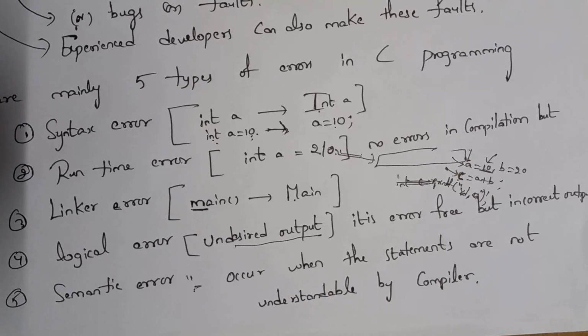And the last one is semantic error. Whatever statements we write in our C program, if these statements are not understandable by the compiler, then it is considered a semantic error. These are the 5 types of errors in C programming.